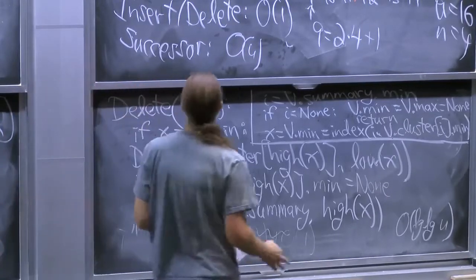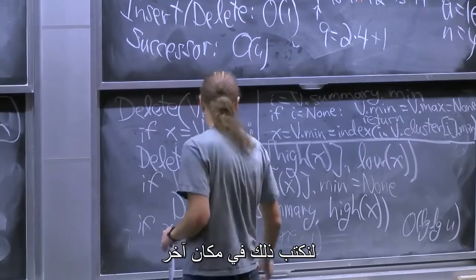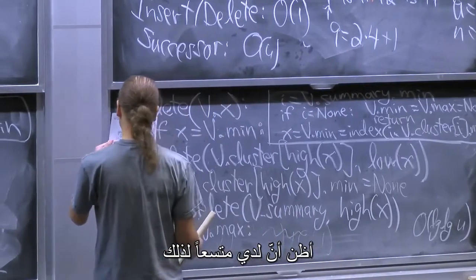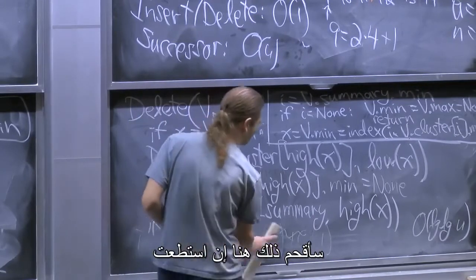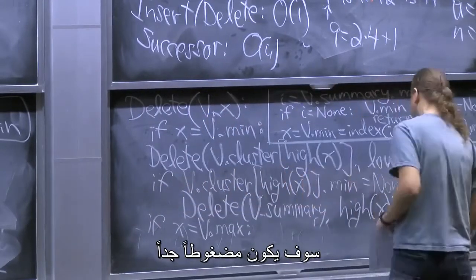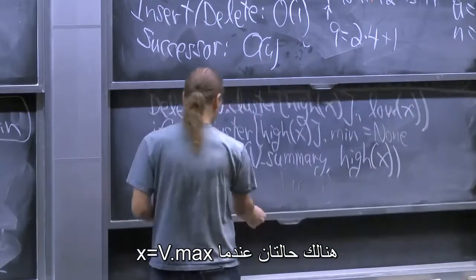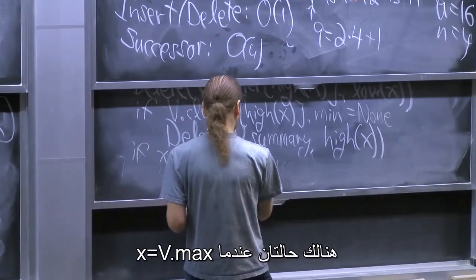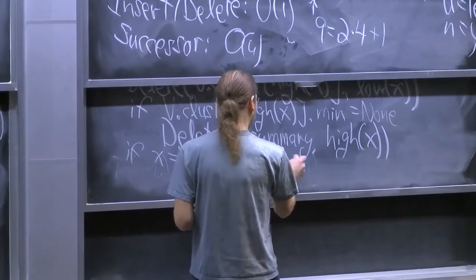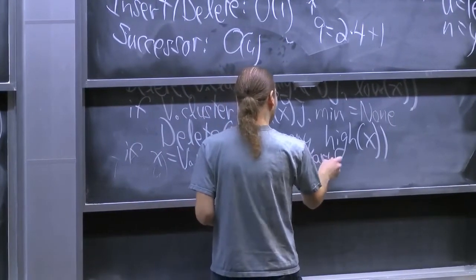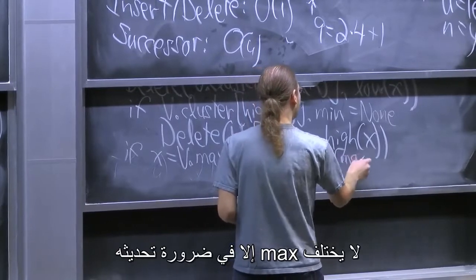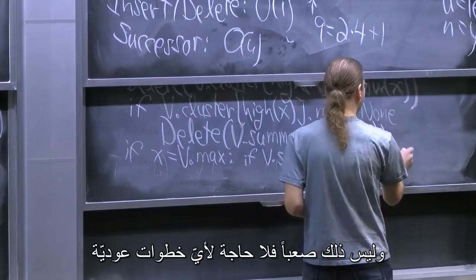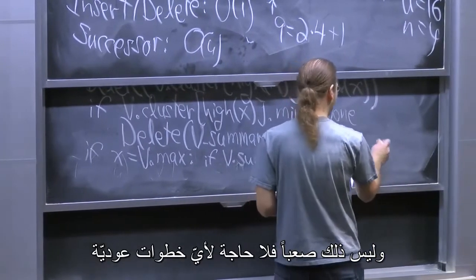OK. Let's go somewhere else. Not enough room. I think maybe I can squeeze it in. It's going to be super compact. So when x equals v.max, there are 2 cases. So max is a little different. We just need to keep it up to date. So it's not that hard. We don't have to do any recursive magic.